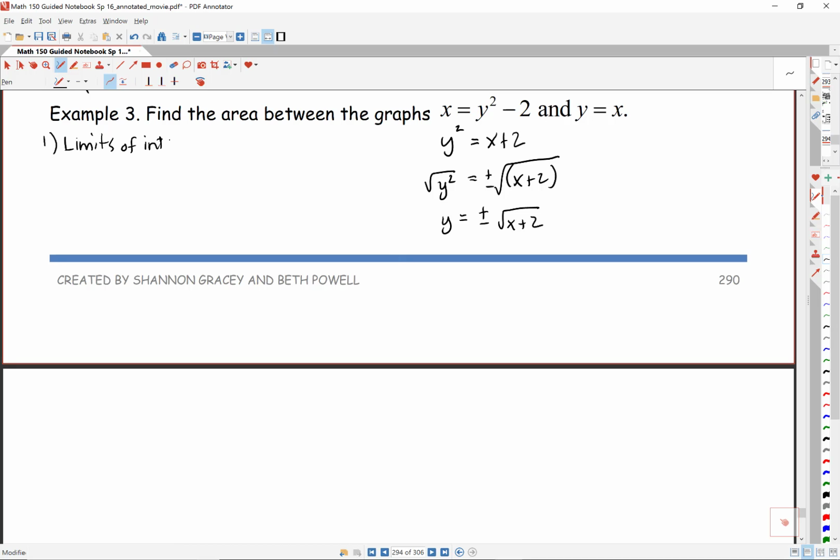Okay. All right, so let's just take a look at first the positive root x plus 2, and then we'll look at the negative root x plus 2. So first we'd be letting positive root x plus 2 equal x. Squaring both sides, we would get x plus 2 is equal to x squared. We'd have 0 is x squared minus x minus 2, and that factors as 0 equals x minus 2 times x plus 1.